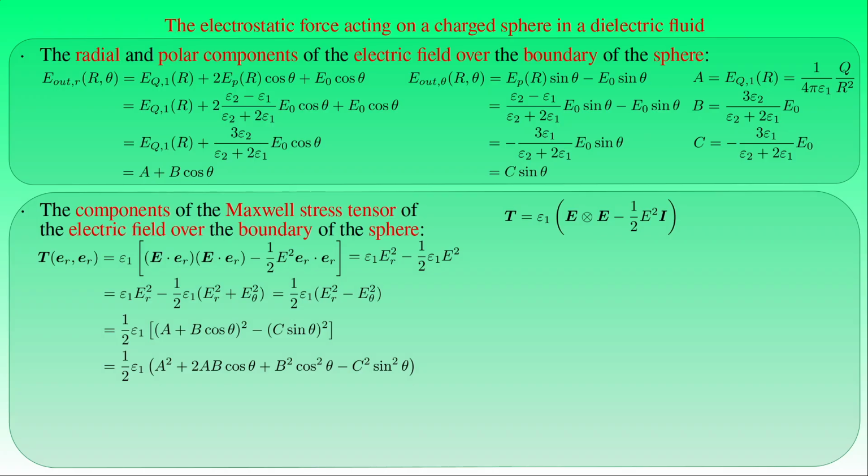as 1 over 2, times epsilon 1, times the quantity A squared plus 2 times A times B times cosine theta, plus B squared times the square of cosine theta, minus C squared times the square of sine theta.